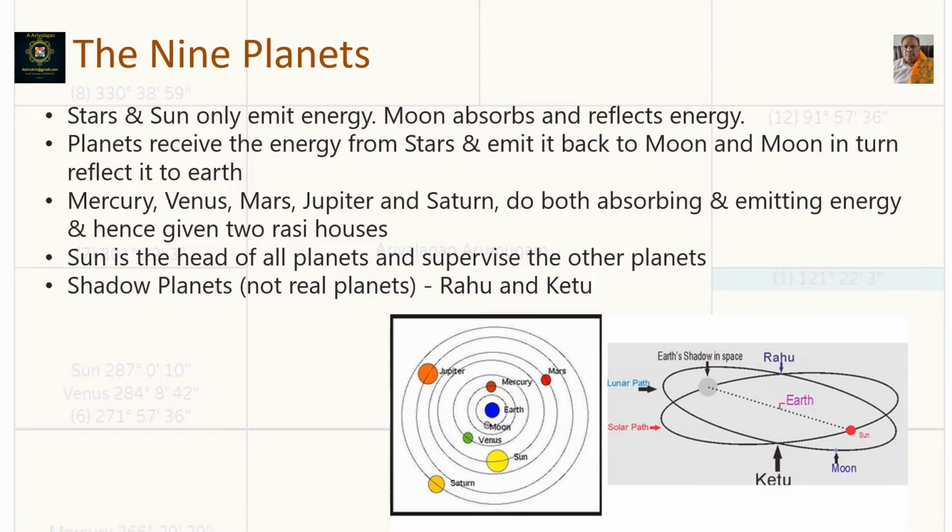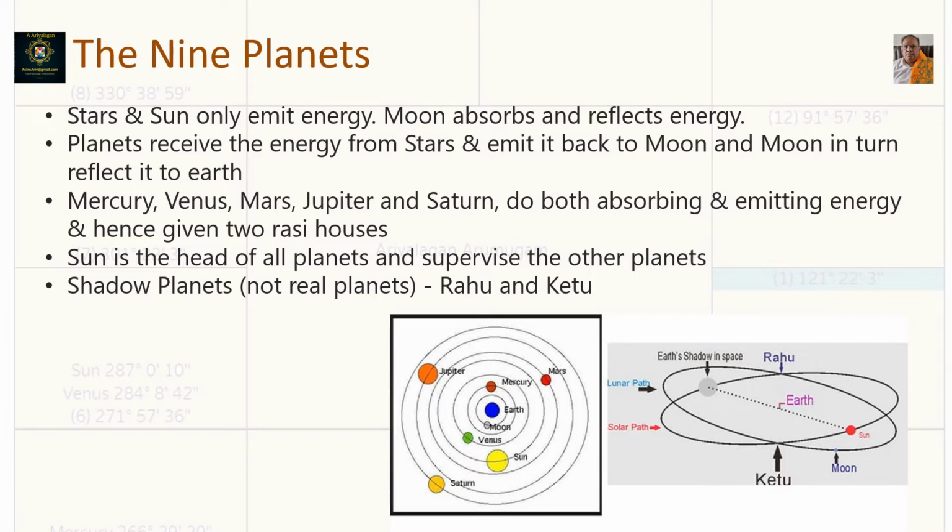Planets receive the energy from stars and emit it back to the Moon, and the Moon in turn reflects it to the Earth. So this is how the stars give energy to the Earth. Mercury, Venus, Mars, Jupiter and Saturn do both absorbing and emitting energy, and they have been allocated into 2 Rasis in the Rasi chart. Sun is the head of all planets, and it allocates work and supervises the other planets.